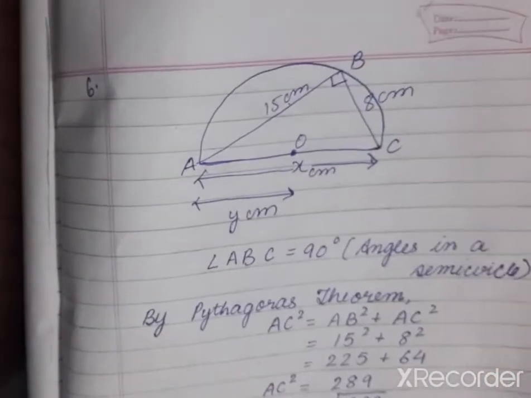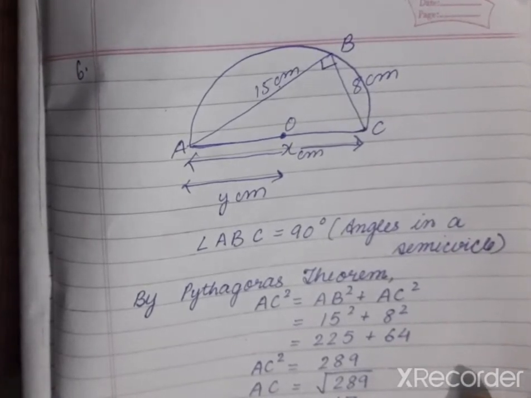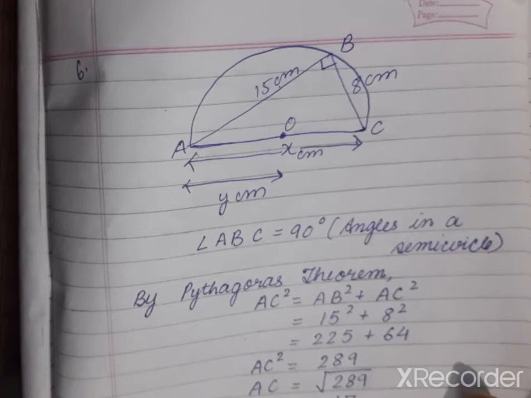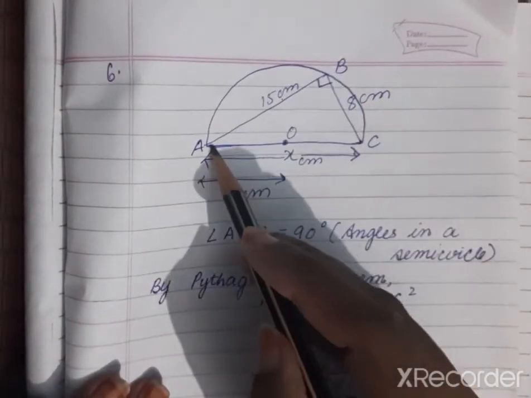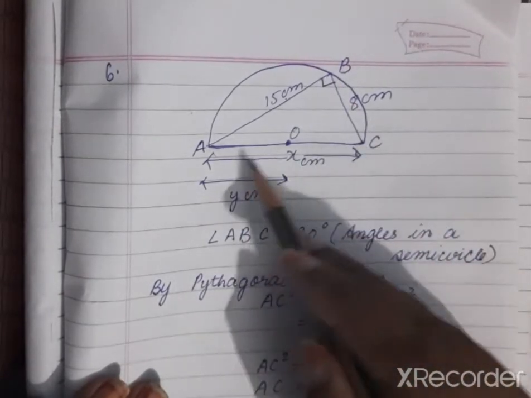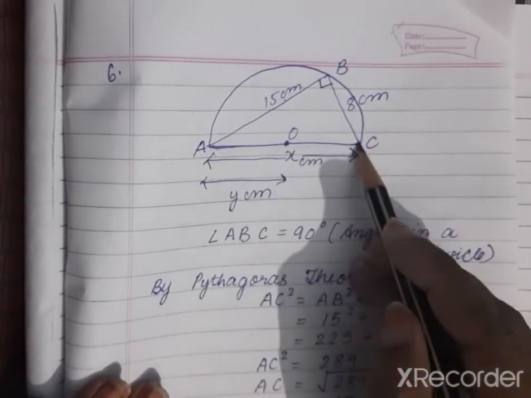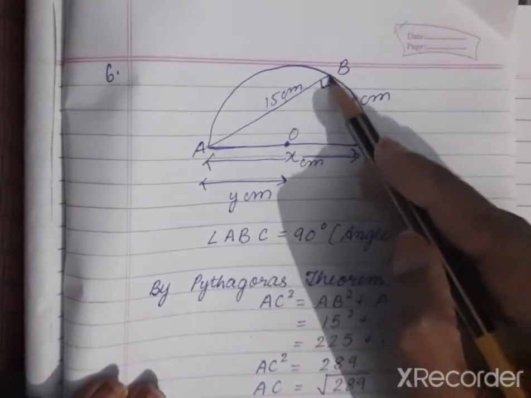Now coming to the next question. Now one semicircle is given. In this semicircle, you can see that again this will be equal to 90 degrees and this is the diameter. Now using the Pythagoras theorem, we can take out the value of X simply. This is hypotenuse, this is base, this is length.